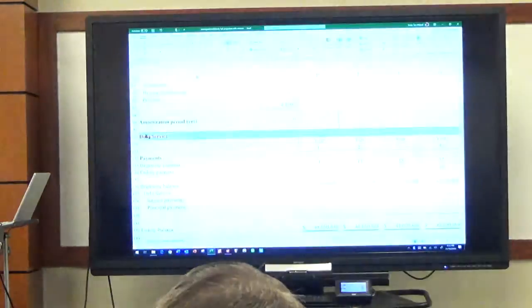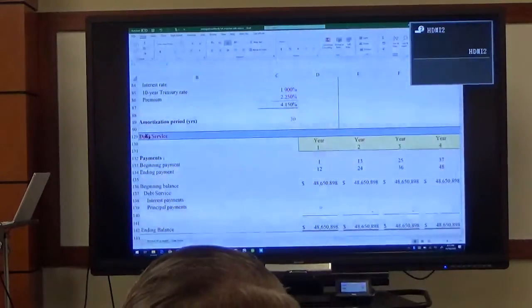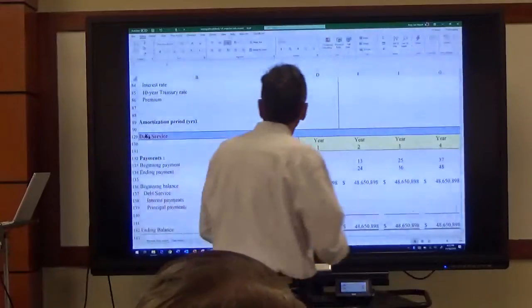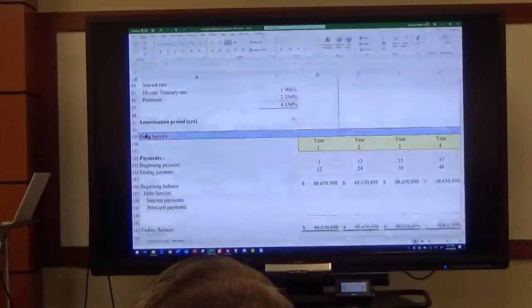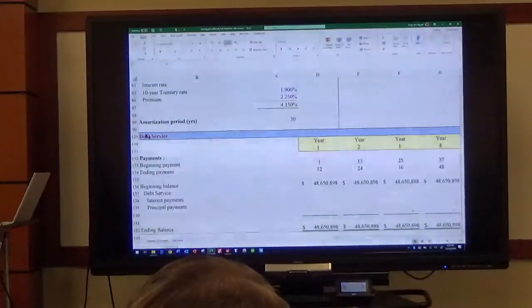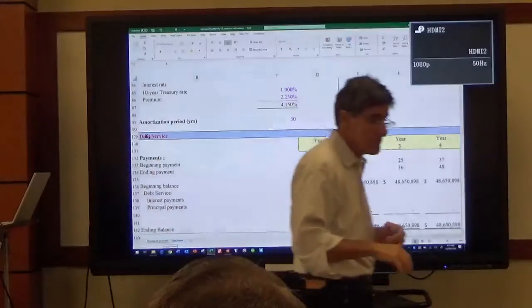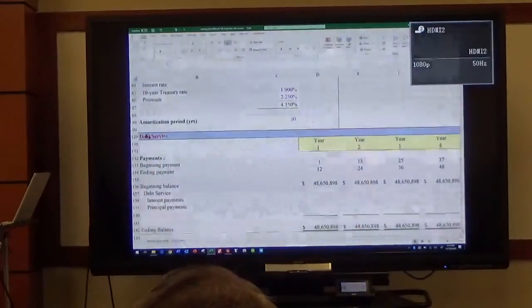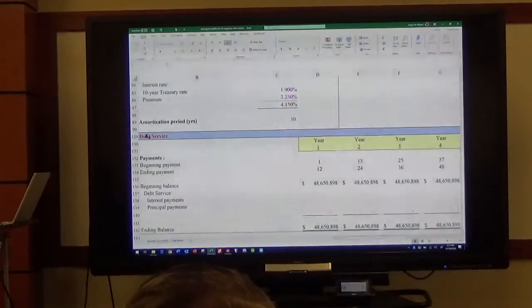Yes, Isabel? Is the rate 4.15? 4.15 is the rate, okay? How many years are we going out? 10 years. It's 1 to 12, 13 to 24. You don't have your calculator, your computer.